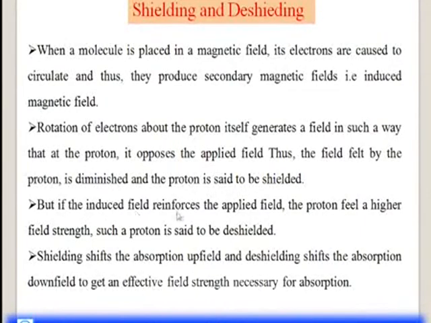But if the induced field reinforces the applied field, or increases it, the proton feels a higher field strength, and such a proton is said to be de-shielded. Shielding shifts the absorption upfield, and de-shielding shifts the absorption downfield, to get the effective field strength necessary for absorption. Now, NMR data processing.